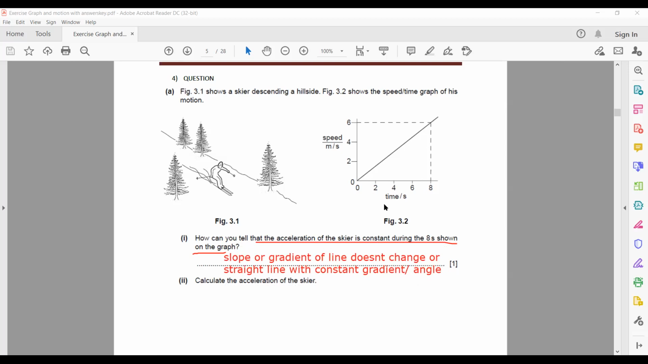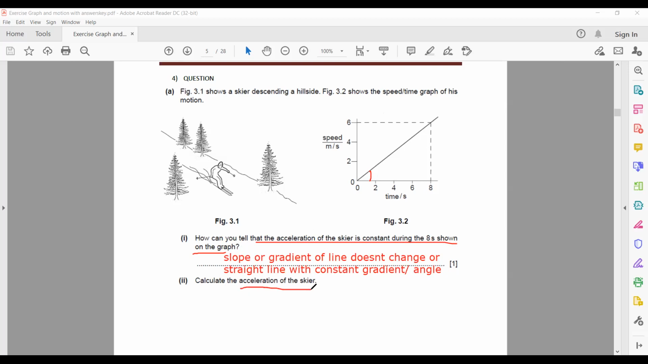So you can mention that slope is constant, or slope is not changing, or gradient of a line is not changing, or angle of the line is not changing. You can use any term. The scientific term, normally we use the term slope or gradient when we represent acceleration from a speed time graph.